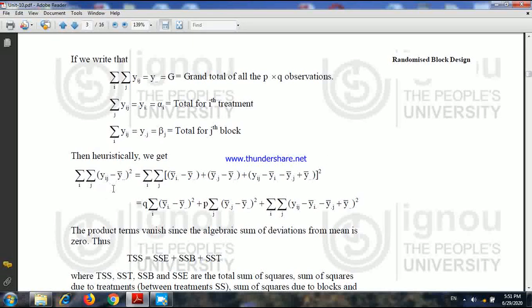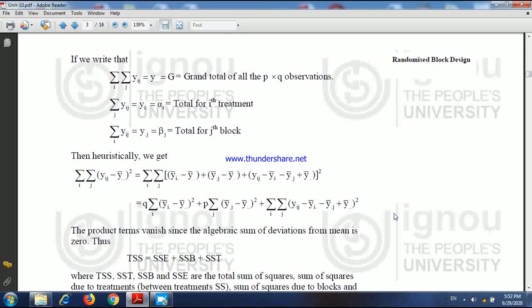Now here, we write this quantity, double summation Yij minus y dot dot bar, whole thing squared. Before this, we can write Yij minus y dot dot bar equals yi dot bar minus y dot dot bar plus this plus this. Then you just square this quantity and make summation over all possible values of i and j, and you will get this quantity. Now if we expand this, a plus b plus c whole thing squared, you will see the product terms will vanish.